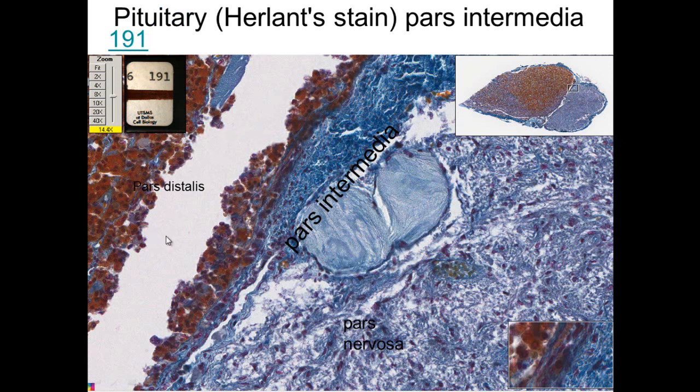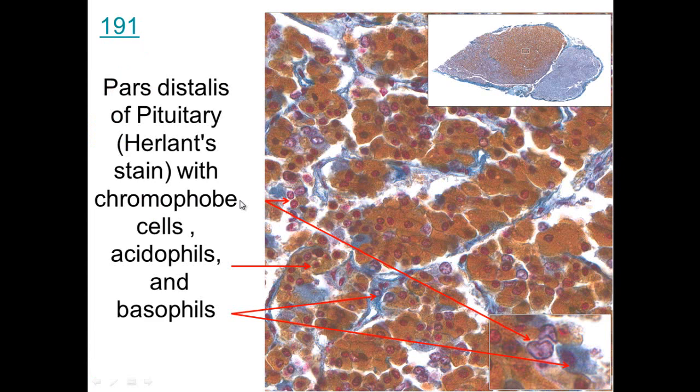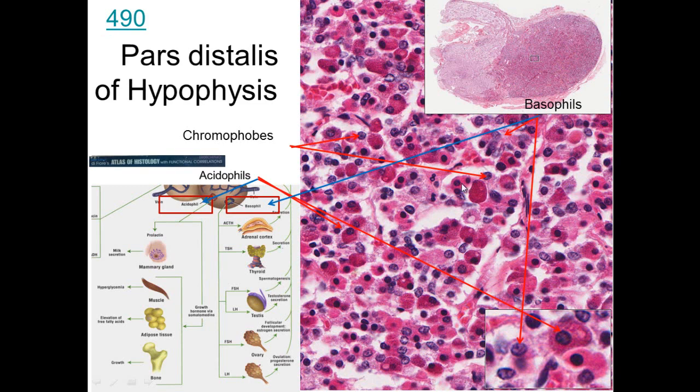This is an artifactual space right here, but this is the cells of the pars distalis. If you look at those more closely, you can see some cells, chromophobes, that do not like stain. We can see some of the acidophils and the basophils, the blue ones and the kind of red ones. You can see the chromophobes that don't like stain. You can see acidophils, which are red, or the basophils that are blue.